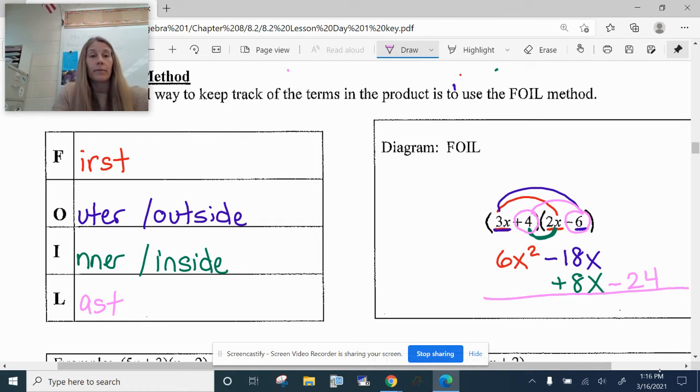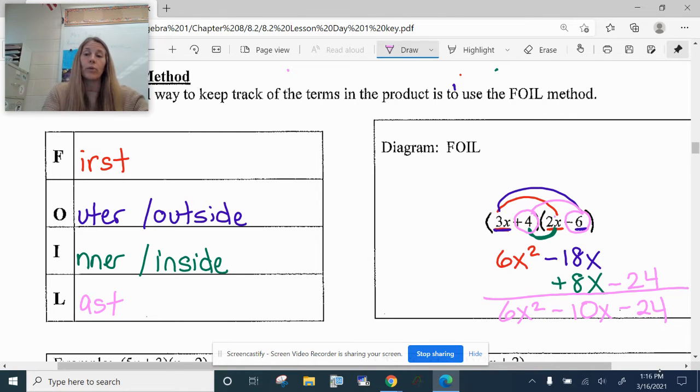And then same thing, you just combine your like terms. So we have 6x squared, negative 18 and positive 8 would give you negative 10x, and then minus 24. So you can see it's the same thing as just distributing twice. You distribute your first term to both numbers in the second parenthesis, then you distribute your second term to both terms in the second parenthesis. And FOIL is just a way to remember those 4 steps.